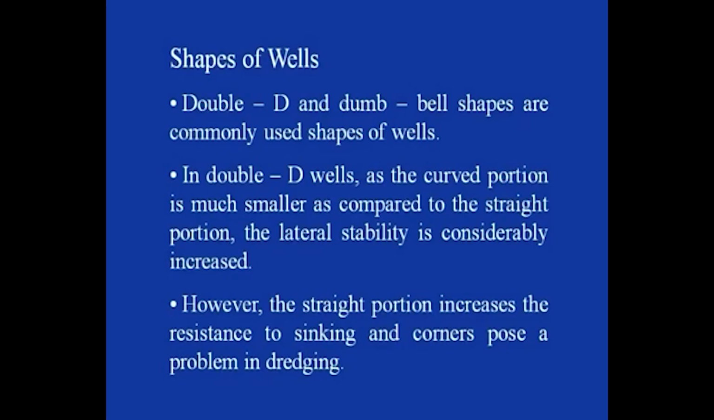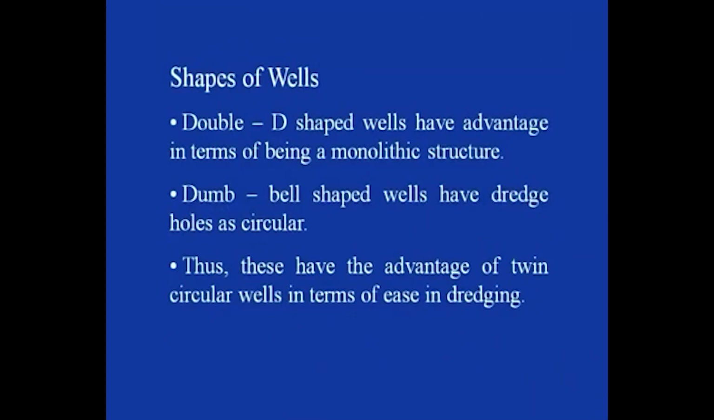However, this straight portion makes the sinking process a bit difficult, as we know from common sense that if a circular part is there, then the sinking will be easier compared to the straight portion of the well. So this straight portion increases the resistance to sinking, and the corners pose a problem in dredging. These double D shaped wells have the advantage of being a monolithic structure.